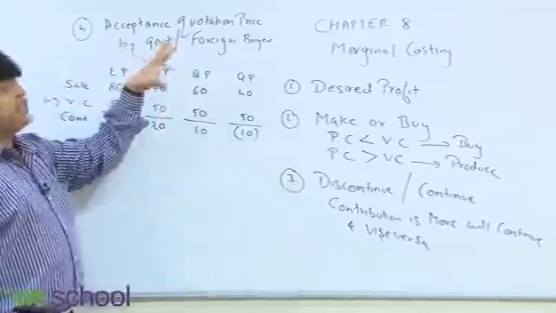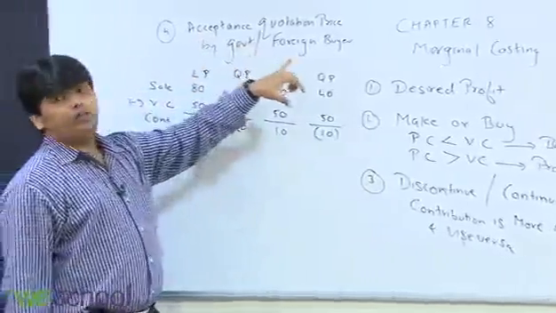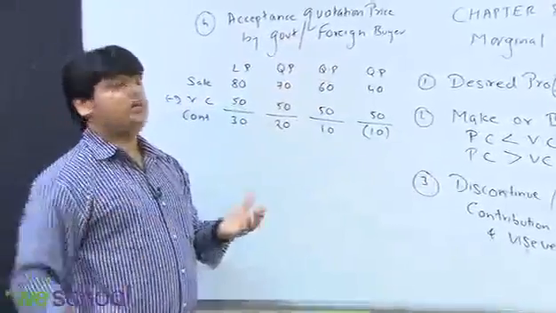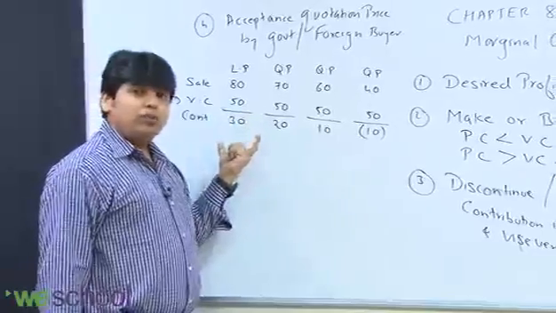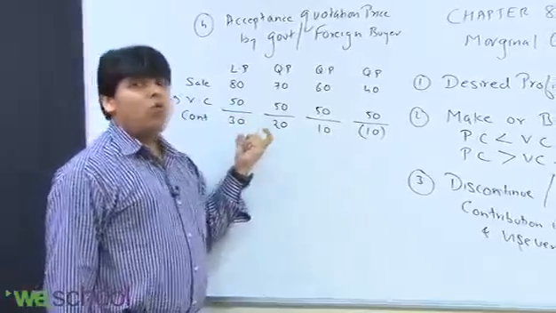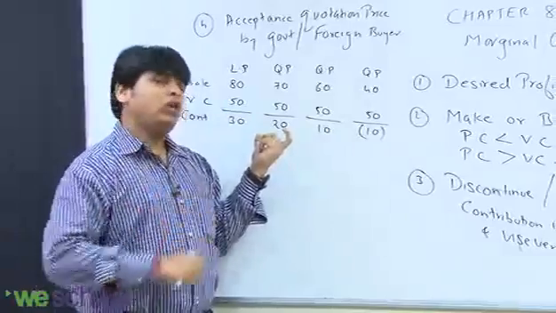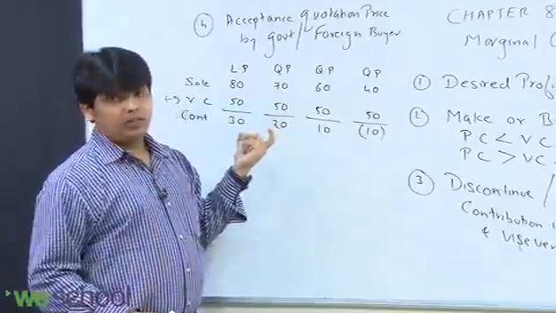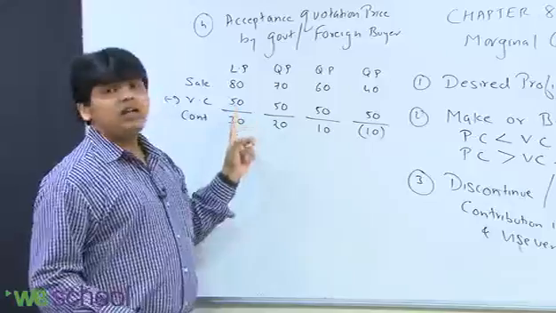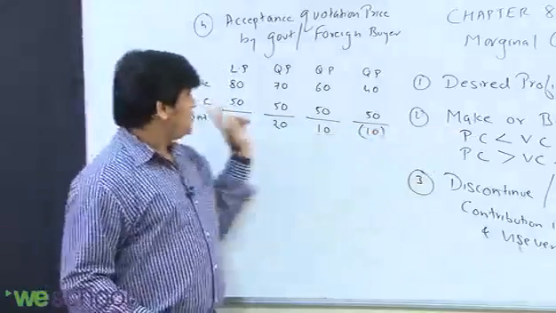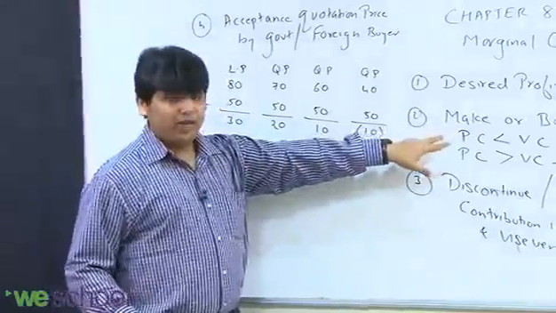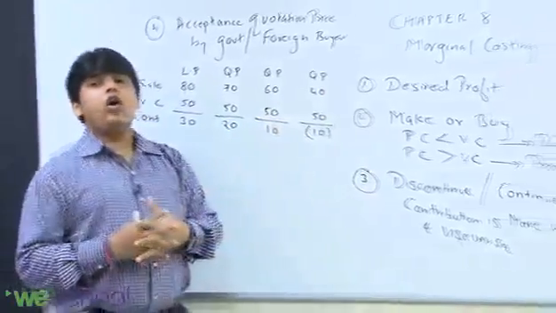Next part, whether to accept the quotation price by the government or the foreign buyers or not. Till what level should you accept? Till the level my contribution is positive, I will accept the quotation price. Once it goes below that, I will not accept. So in short, it should not be less than the variable cost. That means this and this are the same. Okay, so this is what it is all about.